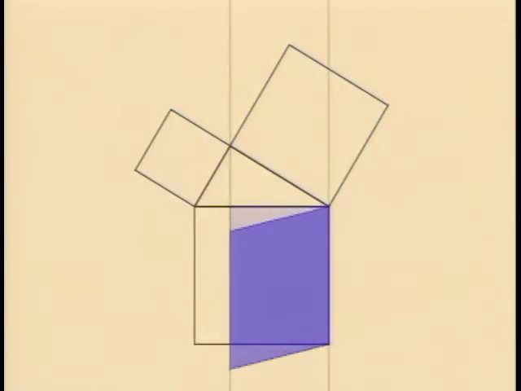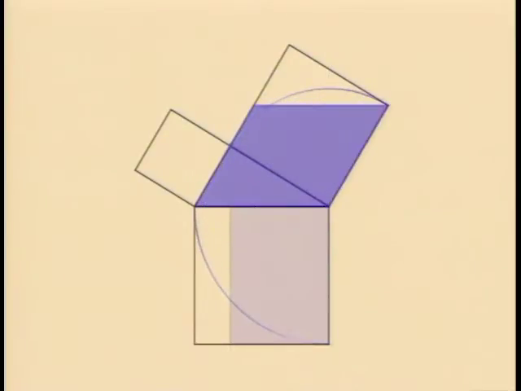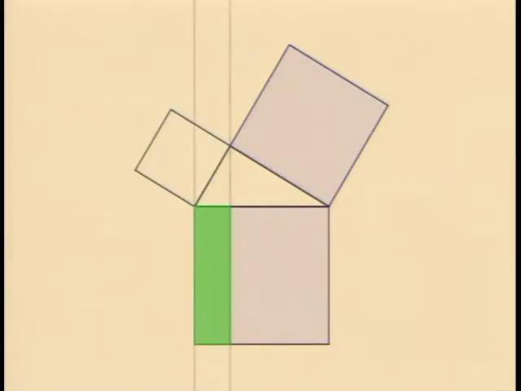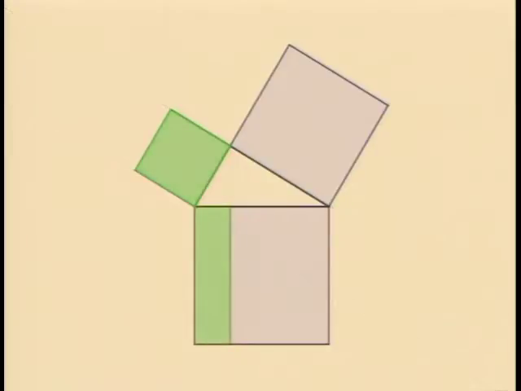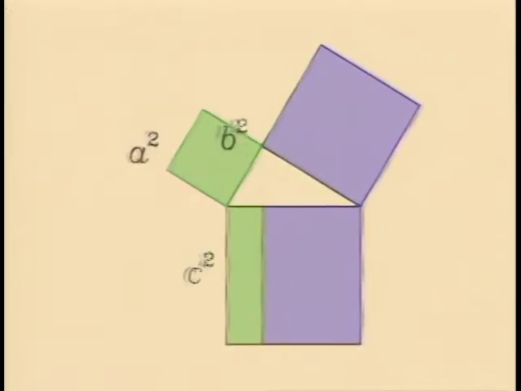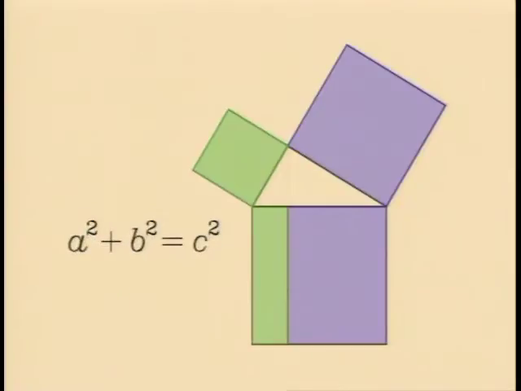All these parallelograms have the same base and altitude, so the area of this rectangle doesn't change if we shear it like this, or if we rotate it through a right angle and then shear it like this. Therefore, this rectangle and this square have equal areas. And the same is true for this rectangle and this square. So we see that the sum of the squares of the two legs is indeed equal to the square of the hypotenuse.